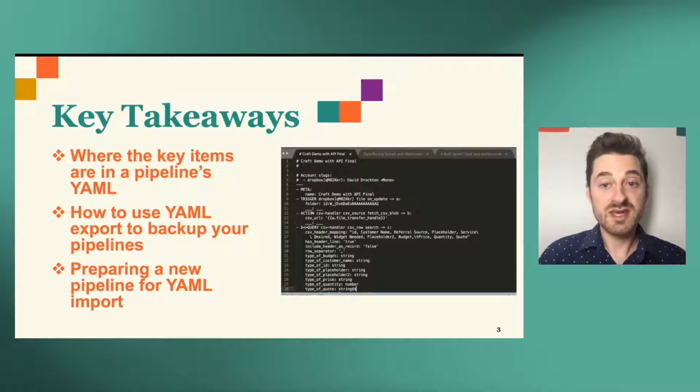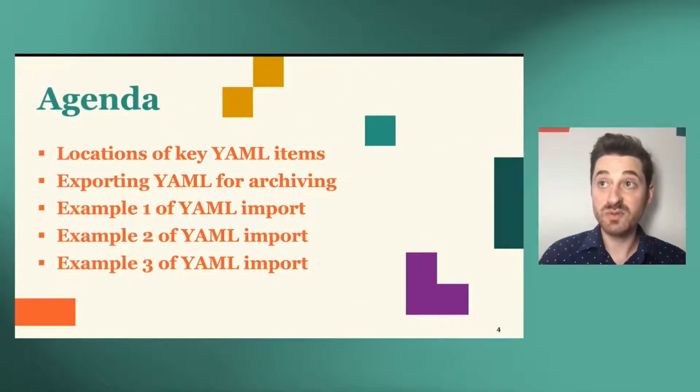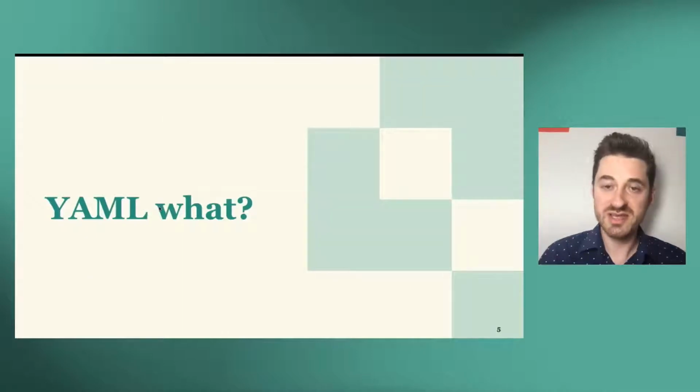So the key things that you will learn in this presentation are where the key items are in a pipeline's YAML, the important ones that we'll need for these workflows, how to use YAML export to back up your pipelines, and also how to prepare a new pipeline for YAML import. Specifically, we'll be covering 3 use cases of importing a new pipeline from an old pipeline. We'll cover exporting YAML and best practices with that, and then I will show you the key locations in the YAML.